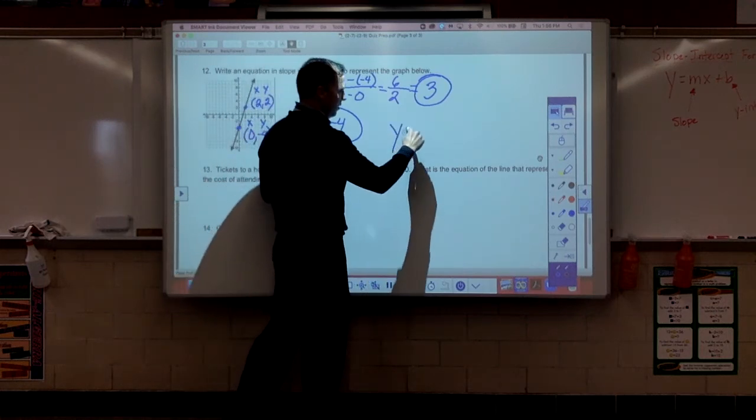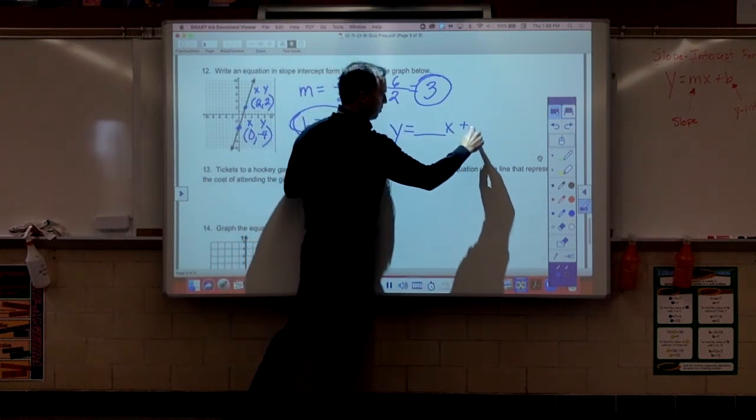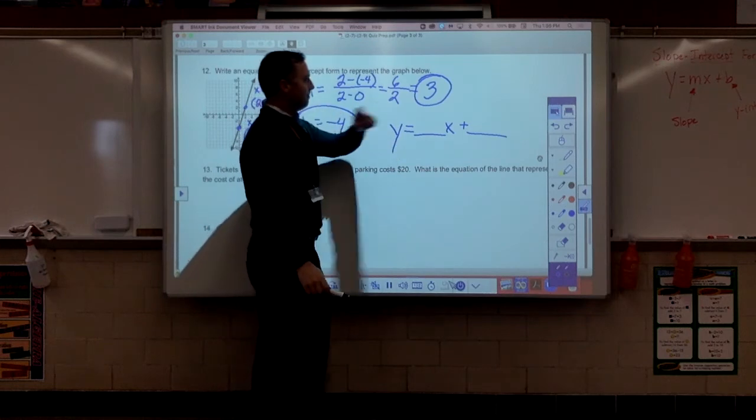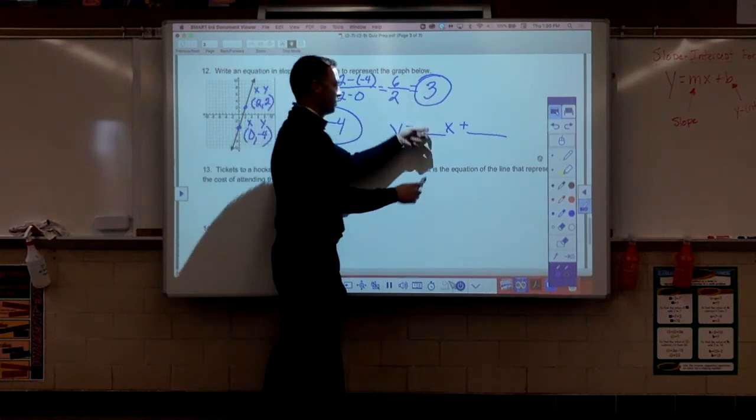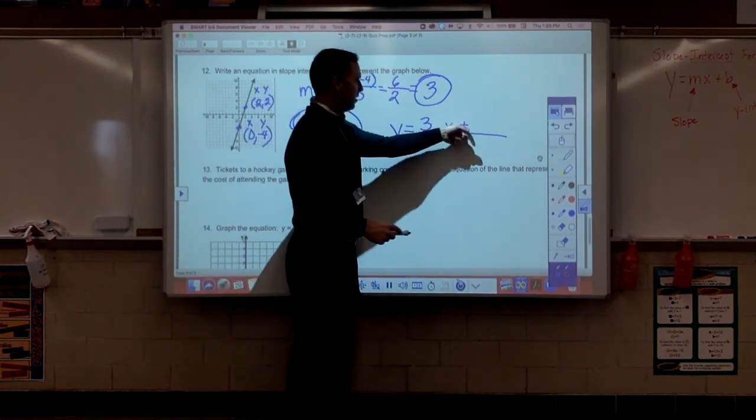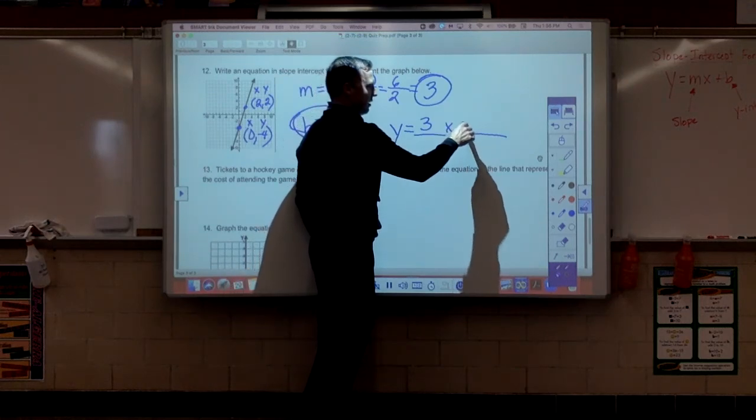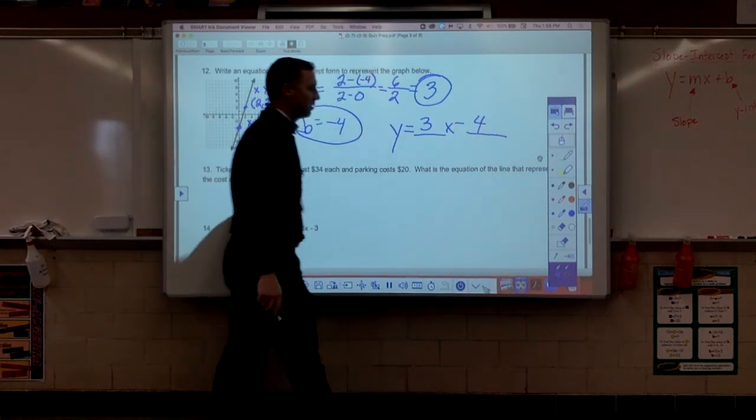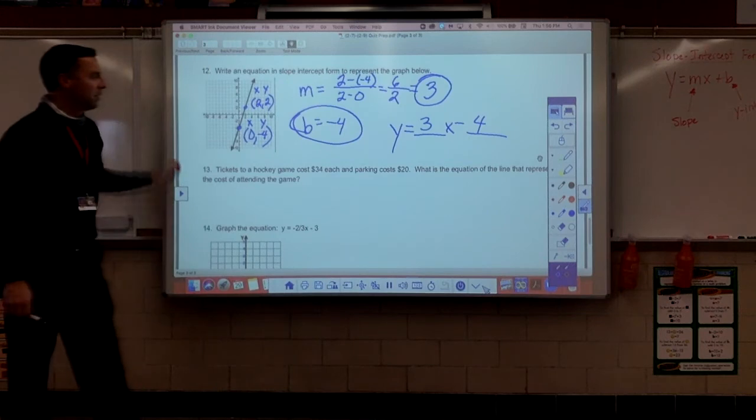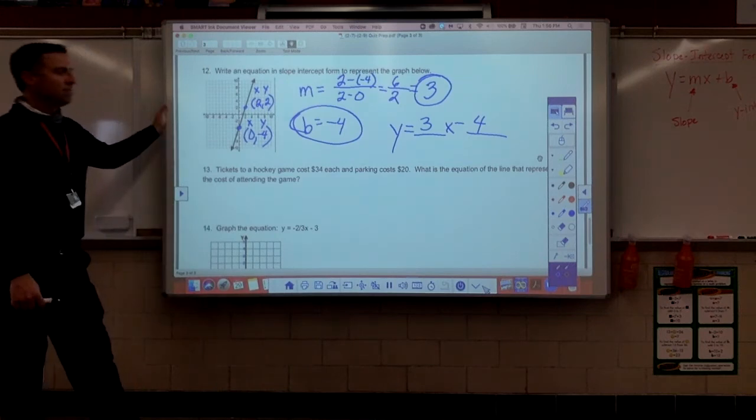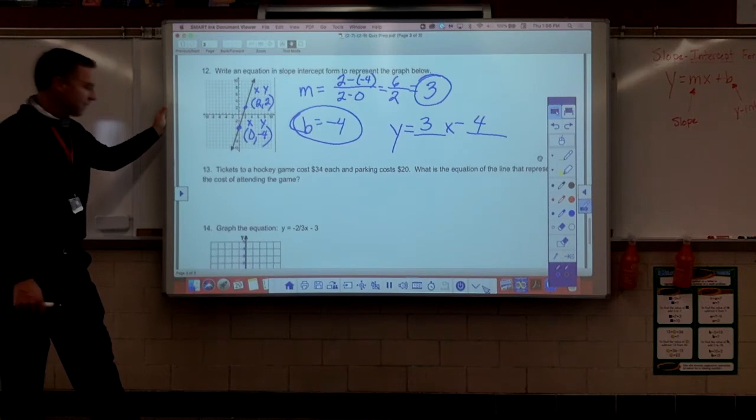Sweet. Y equals blank x plus blank. Well, slope, slope. Ooh, I'm going to change this plus. Is that okay, Mr. Fricky? Yeah, to -4. That works. Or you could have put plus -4, but it's probably more better if you put -4. More better, definitely. Y equals 3x minus 4.